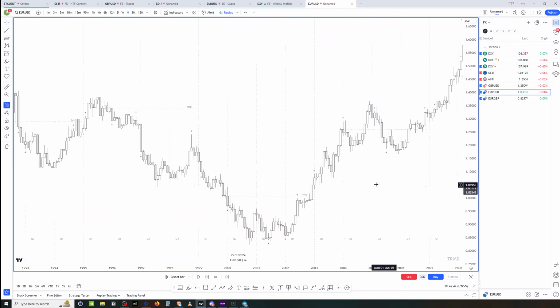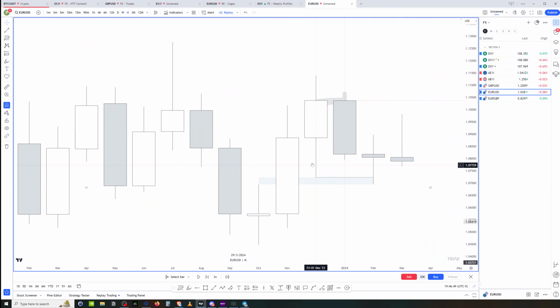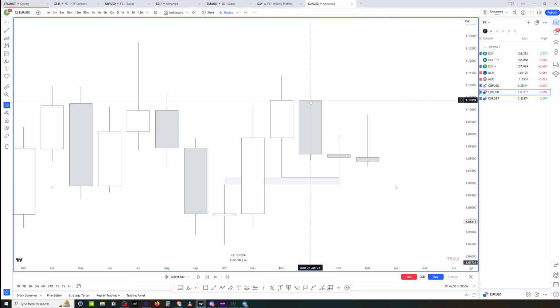What does the monthly chart tell us is going to happen? See that right there? Basically a devil's mark. We opened the year and just dropped.